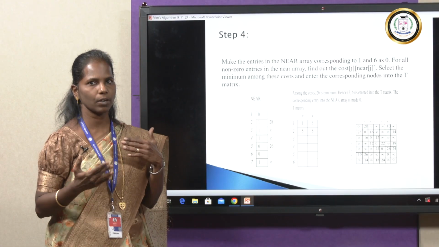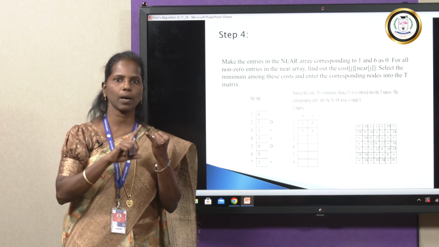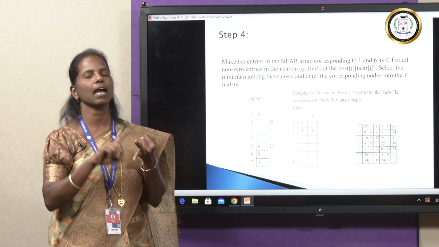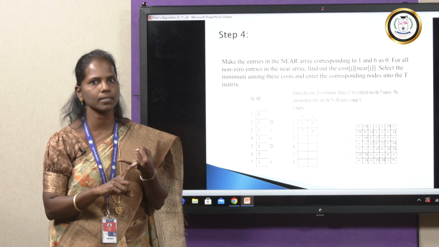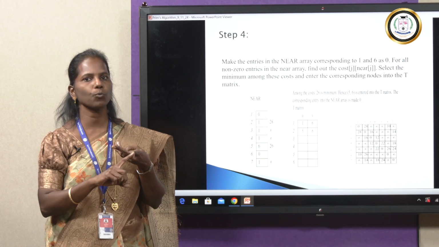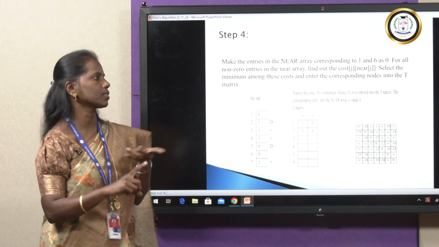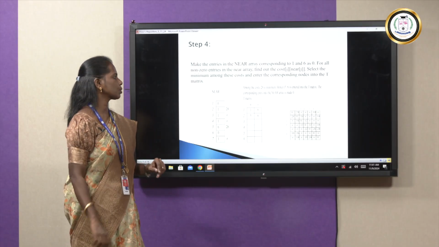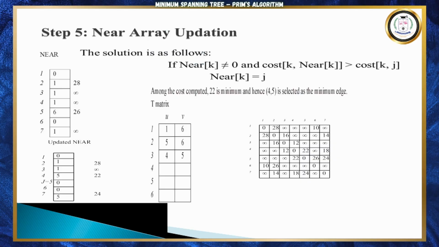In the case of phase 1, first, cost matrix construction. Second, we have to create the T matrix and fill the first entry in the T matrix. Third, we have to construct the near array. And fourth, we have to find out the minimum cost and that will be entered into our T matrix. So this is phase 1. Phase 1 is over. Now we have to go for phase 2.